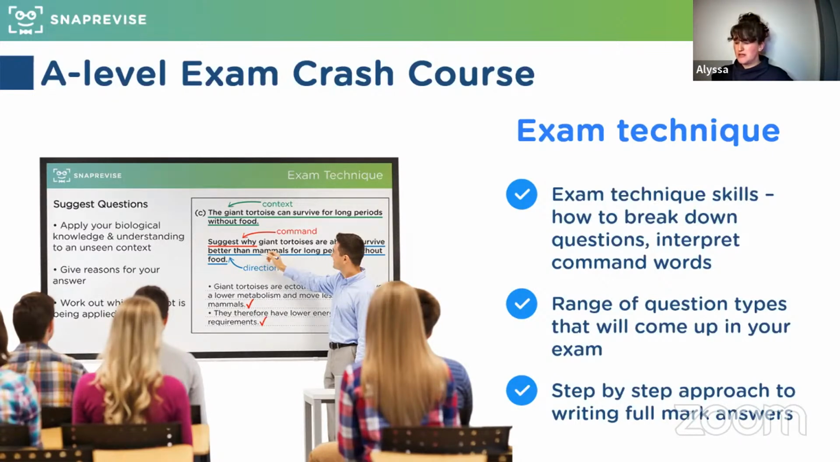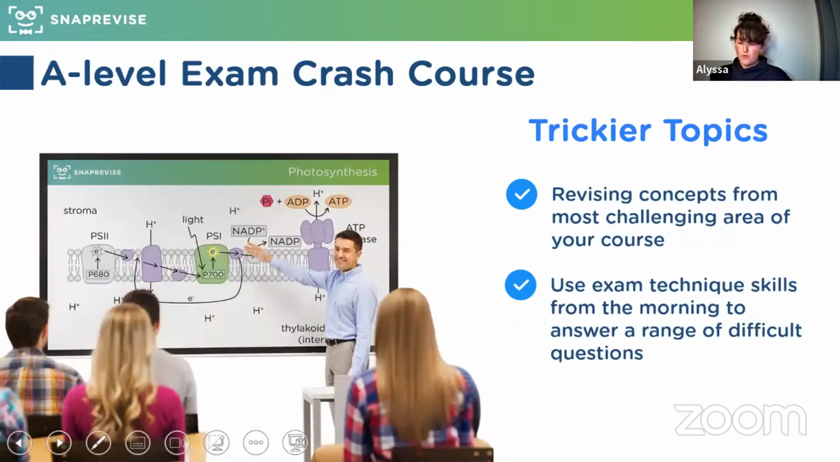And we look at a step-by-step approach to writing full mark answers. So really useful start of the day is looking at exam technique. Then in our crash courses, we look at some of the trickier topics. It's not possible, as much as we would love it, to cover every inch of a full year-long course in one day. It's just not possible.